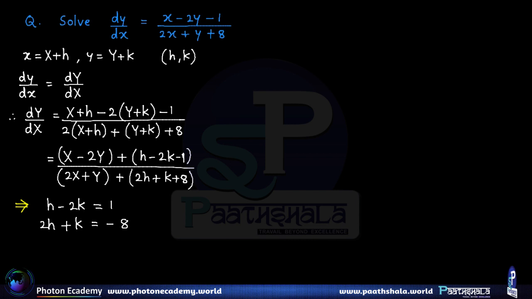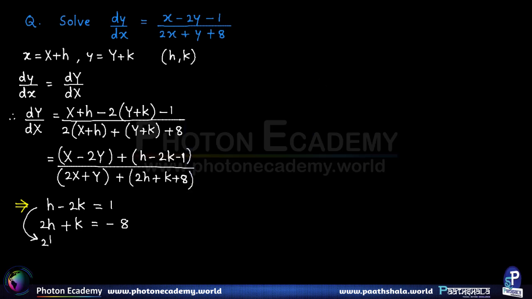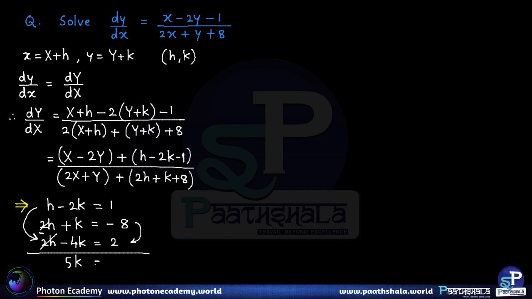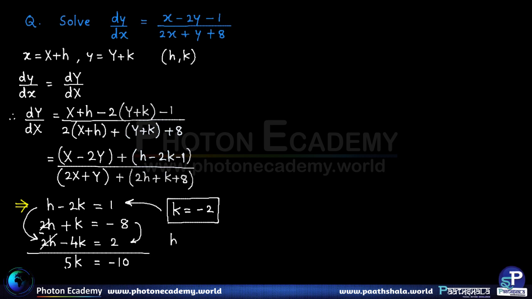Now a simple way to do this is, let us multiply the first equation by 2 so that we can later subtract. So 2h minus 4k is equal to 2, and now let us use the subtraction, that is second minus third. So 2h will get cancelled, k minus (minus 4k) is 5k equal to minus 8 minus 2, which is minus 10. So that gives us k equal to minus 2, and putting that in any one of the equations we get h to be equal to minus 3.